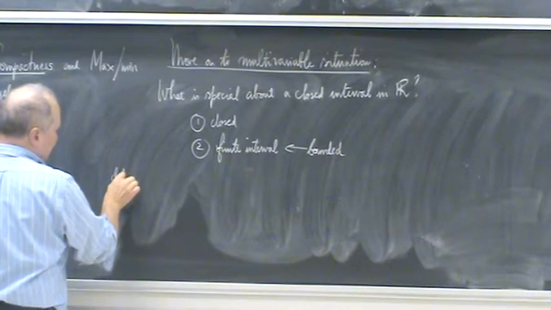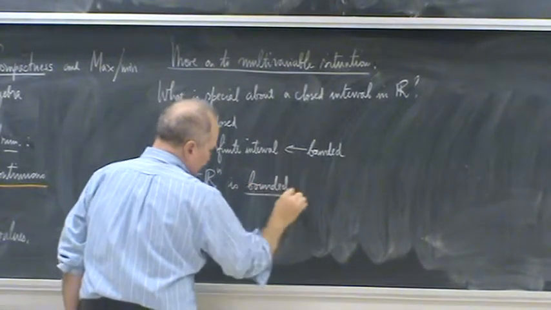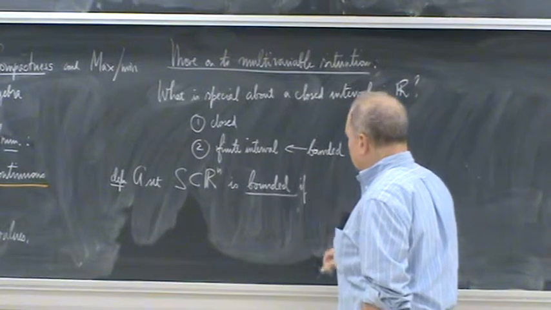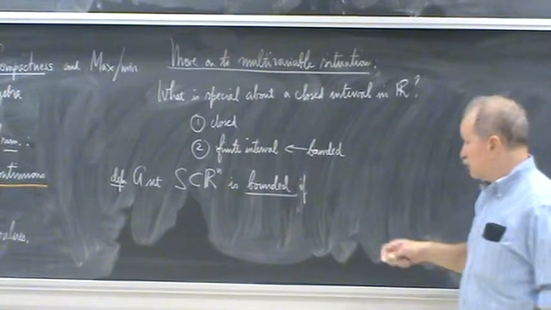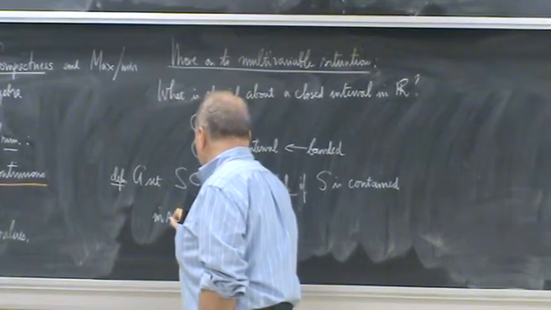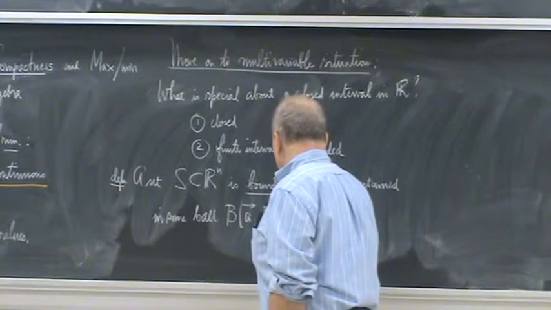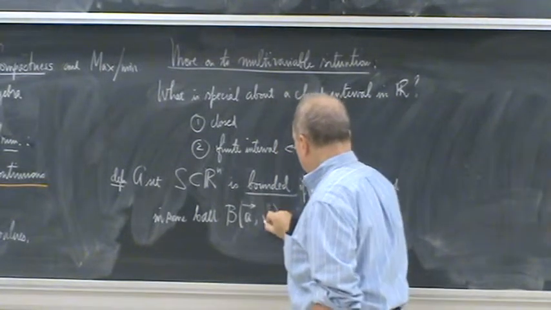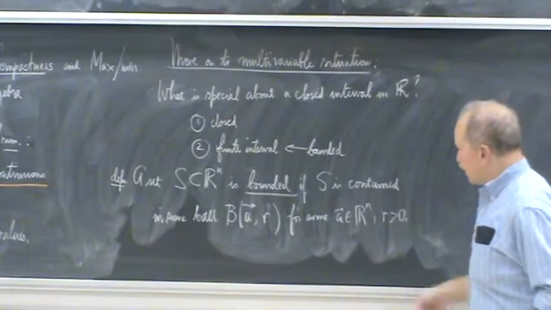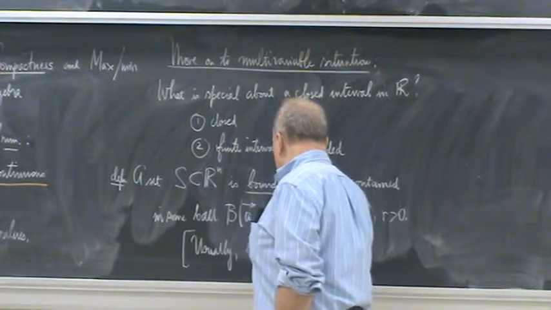So let's actually make an official definition here. A set S in Rn is bounded. Oh, I know where we used the word. We were talking about these upper bounds a little bit. A set is bounded if it is contained in some ball centered somewhere. If S is contained in some ball centered at some point A of some radius R. And usually we'll just take the point to be the origin. So usually we'll just take A to be the origin.